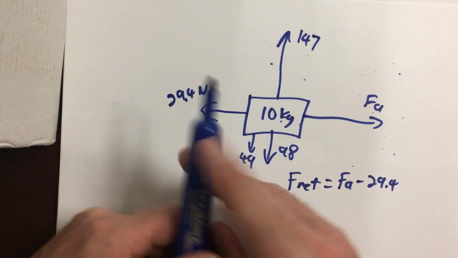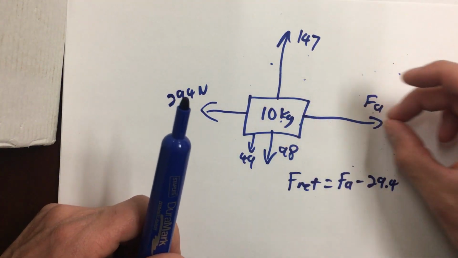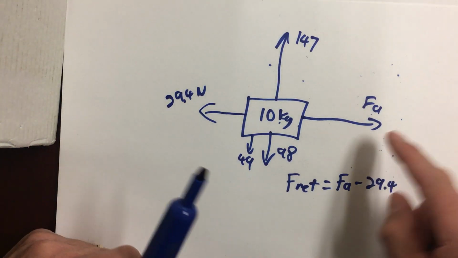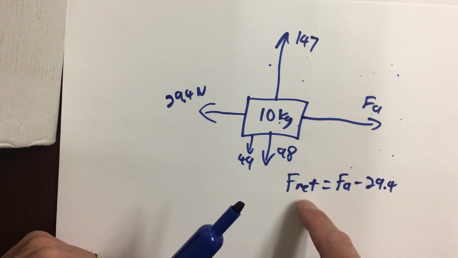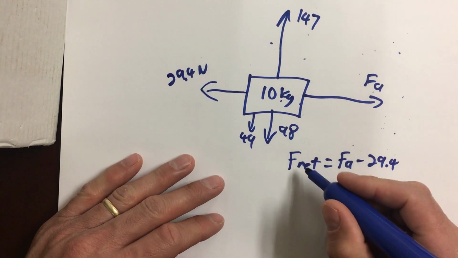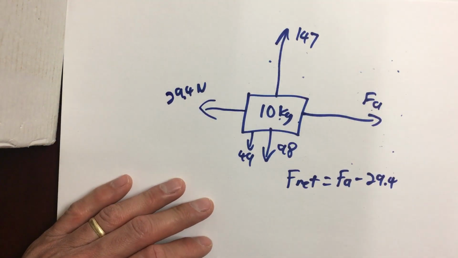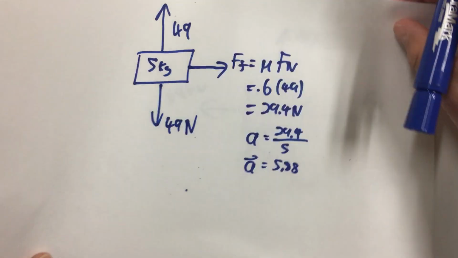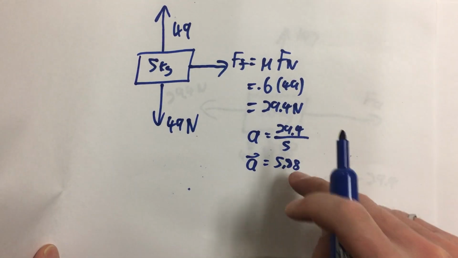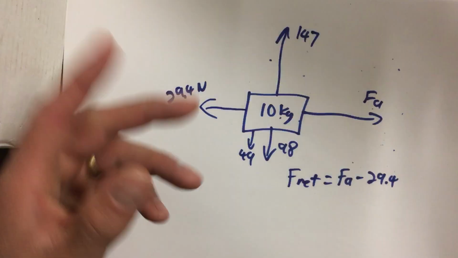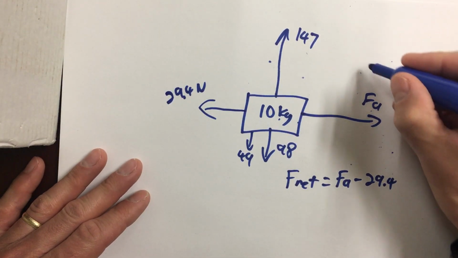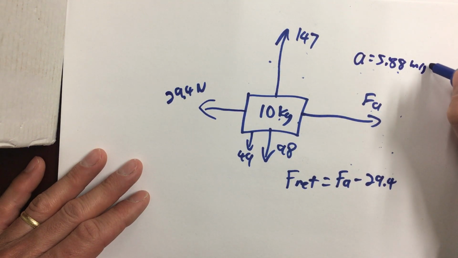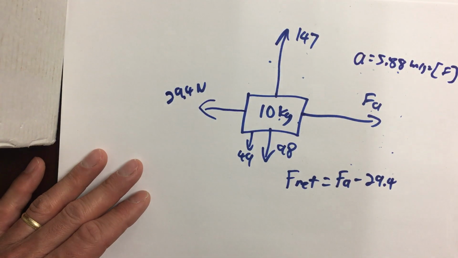Friction's pulling back, and our applied force is pulling forward. The applied force is greater than friction, allowing the system to accelerate forward. So that applied force minus friction is our net force. What is our net force? Well, the system moves together. And for this system to move together, the acceleration of the top and bottom block has to be identical. The acceleration of the top block is 5.88, ergo, so is this one. So our acceleration is 5.88 meters per second squared forward.